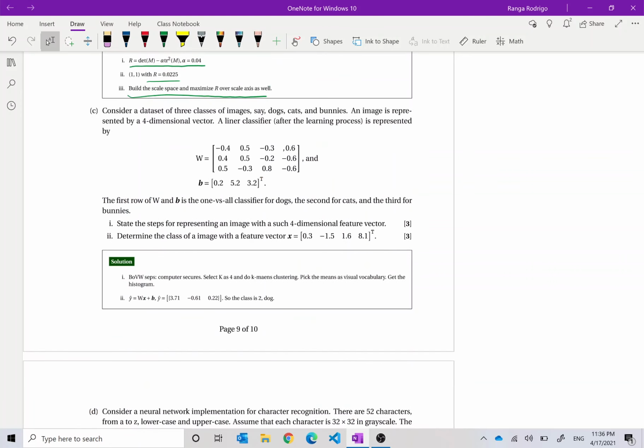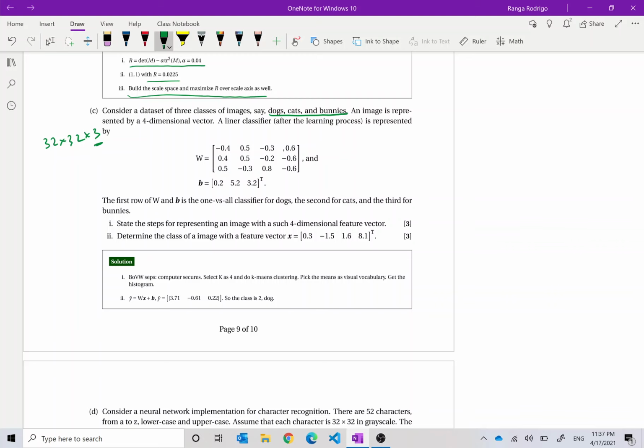Then part C, consider a data set of three classes of images, say dogs, cats and bunnies. An image is represented by a four-dimensional vector. Usually images are represented by much larger dimensional vectors, maybe like 32 by 32 times 3 for the three colors, but here we are considering 4-dimensional vectors. So somehow you extract features and make it into 4 numbers.